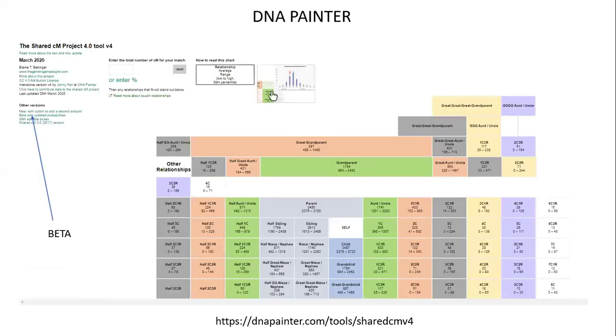Here's the DNA Painter Shared cM Project. This is a version that is open to everybody. It's not necessarily just company limited. I always use it as the backup. I use it to help me confirm what I'm thinking. When you use it, you want to use the beta version because it is the most recent version, as they're constantly adding statistics to it. You can see on here, you put in the centimorgans, and this is the chart of all the potential relationships that you may have with somebody. Notice there's a lot to try to sort through.